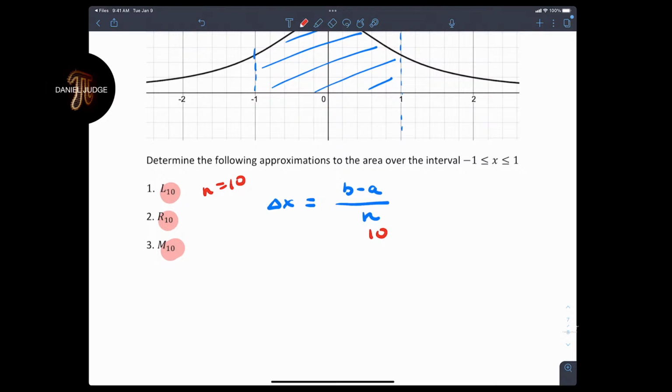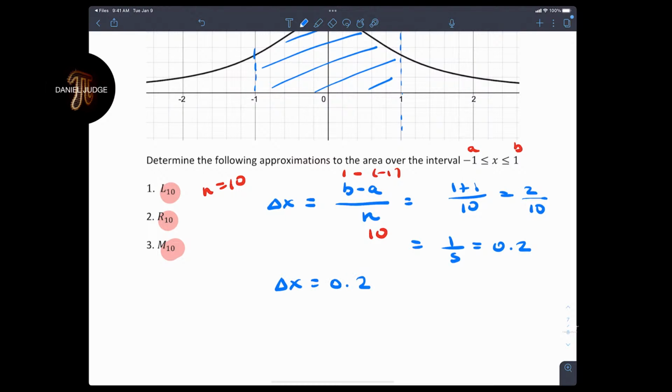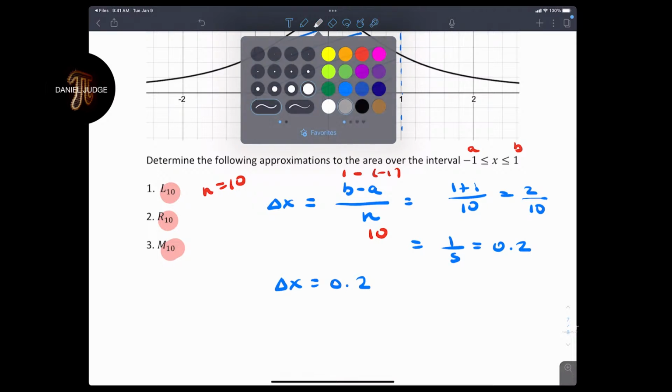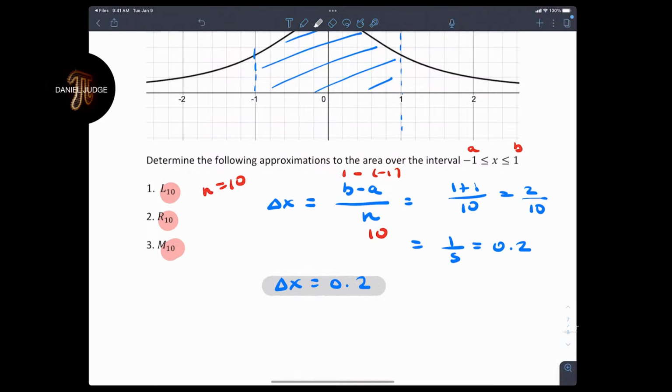Now, a and b here, this is a, here's b. So this is 1 minus a, -1. So we get 1 plus 1 over 10, which is 2/10, better known as 1/5 or 0.2. So our delta x is going to be 0.2. That's the difference. That's the delta. That's the length of every subinterval.